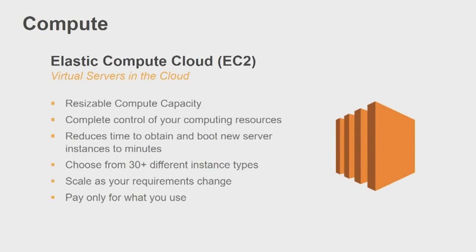Elastic Compute is our compute offering in the cloud. You have complete control of the amount of CPU and memory. It reduces the time to obtain and boot new server instances because you can boot the server from an Amazon Machine Image, or AMI, that you own or purchased from our AWS Marketplace. With an AMI, you have all the information to run software.